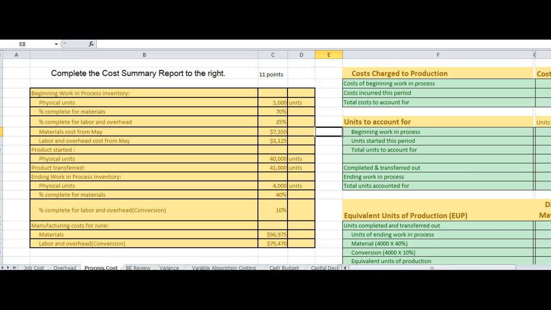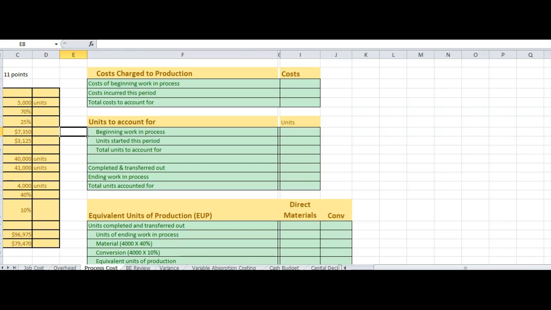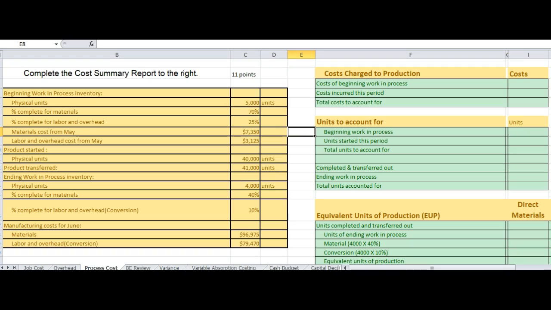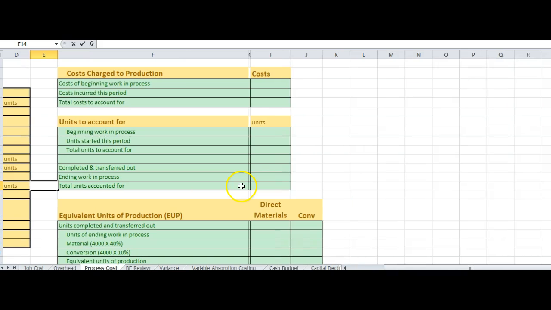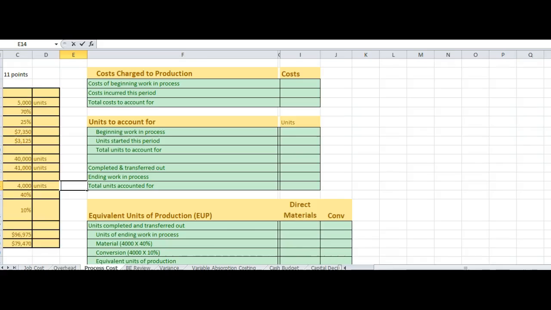Process cost. This is a big one, and I actually have a video that is in, I think this is chapter 18, maybe, that shows you how to do one of these. Now, I'm not going to do a video on this one unless everybody just goes, oh, I can't do this, I'm freaking out. This is really very easy to do. Again, you take numbers here, put them over on this side, and do the calculations.